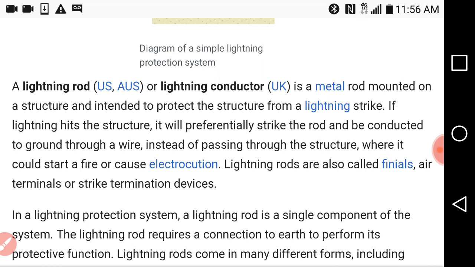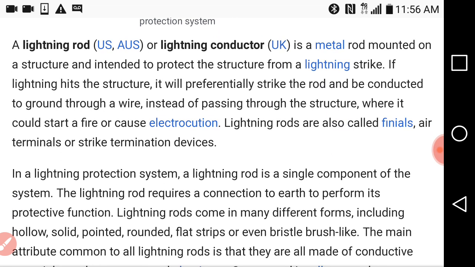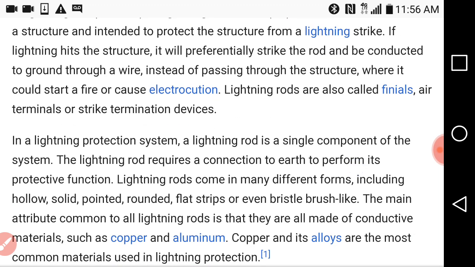A lightning rod, lightning conductor, is a metal rod mounted on a structure and intended to protect the structure from lightning strike. If lightning hits the structure, it will preferentially strike the rod and be conducted to ground through a wire. There you go. Instead of passing through the structure where it could start a fire or cause electrocution. So in other words, bypass it. Lightning rods are also called finials. Check it out. Air terminals or strike termination devices.